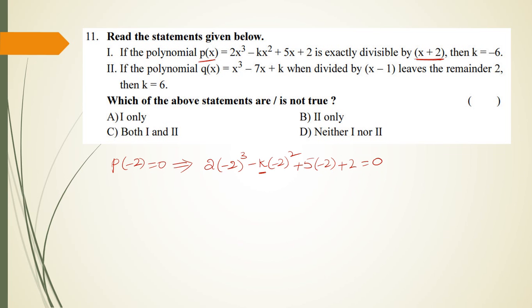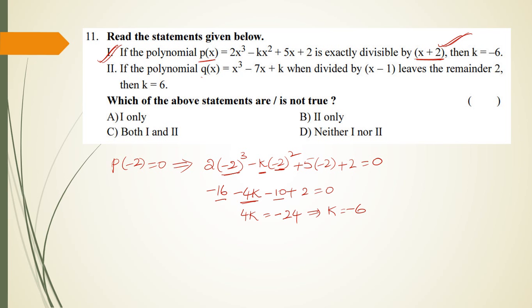So 2 into minus 2 whole cube is minus 8, minus 8 into 2 is minus 16. Minus 2 whole square is 4, 4 into minus k is minus 4k, minus 10 plus 2 is equal to 0. Now if I transpose this minus 4k, I get 4k is equal to minus 16 minus 10, minus 26, minus 26 plus 4, minus 24. So from this I get k is equal to minus 6. So the first statement is correct. Now going on to the second statement.